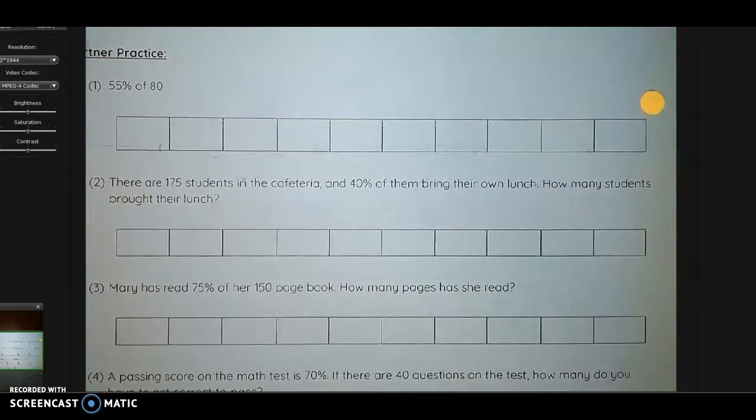On the back here is your partner practice, and you're going to continue doing those and setting those up, and you'll be able to go on Schoology and put in your answers and see if they are correct.